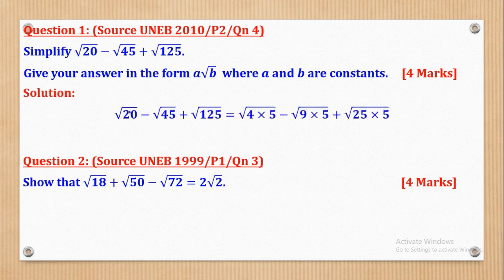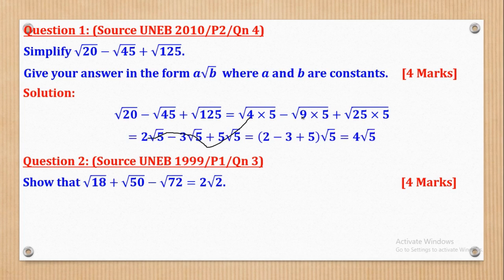So first of all, 20 is the same as 4 times 5, and 45 is the same as 9 times 5, and 125 is the same as 25 times 5. Now the reason why I'm doing that is because 4 is a square number, 9 is a square number, and 25 is a square number. And remember, 4 is 2 squared, meaning that 2 can come out. Then 9 is 3 squared, meaning that 3 can come out. And 25 is 5 squared, which means that 5 can come out.